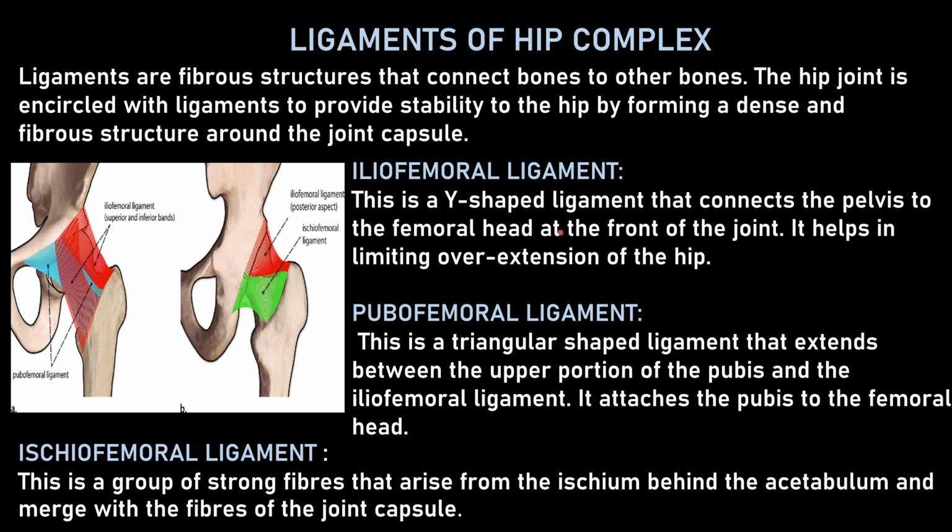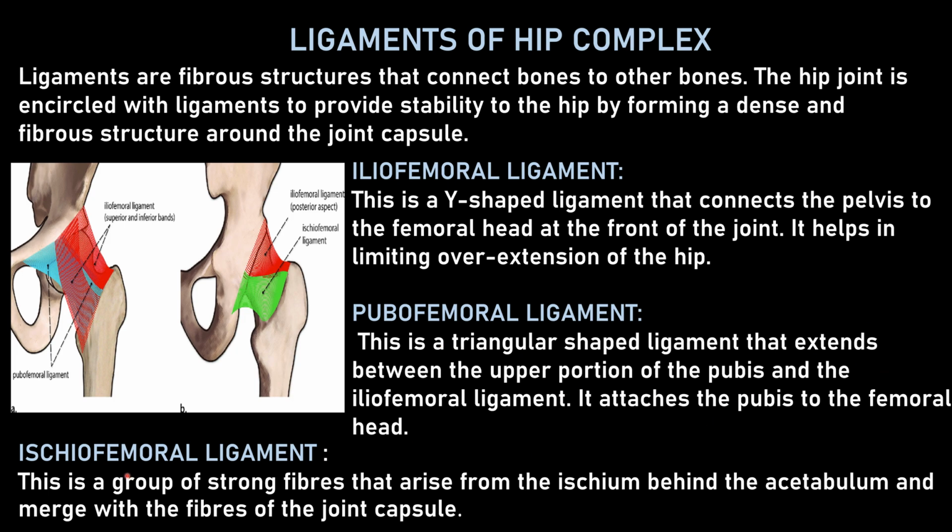This is a Y-shaped ligament that connects the pelvis to the femoral head at the front of the joint. It helps in limiting over extension of the hip. Okay, the next one is pubofemoral ligament. This is a triangular shaped ligament that extends between the upper portion of the pubis and the iliofemoral ligament. It attaches the pubis to the femoral head. The pubofemoral ligament comes around here and goes to the pubis, which is on this side.